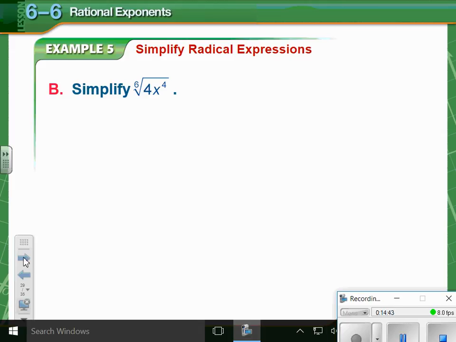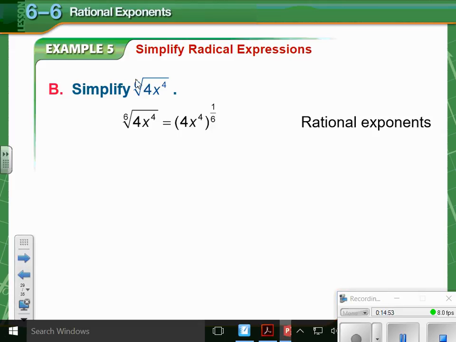When we simplify this, we can go into exponential form, which would be taking the 4x to the 4th to the 1/6 power. That's the same as the 6th root. Now that 1/6 power, 4 is the same as 2 squared. X to the 4th, or x squared, is the same as x to the 4th.